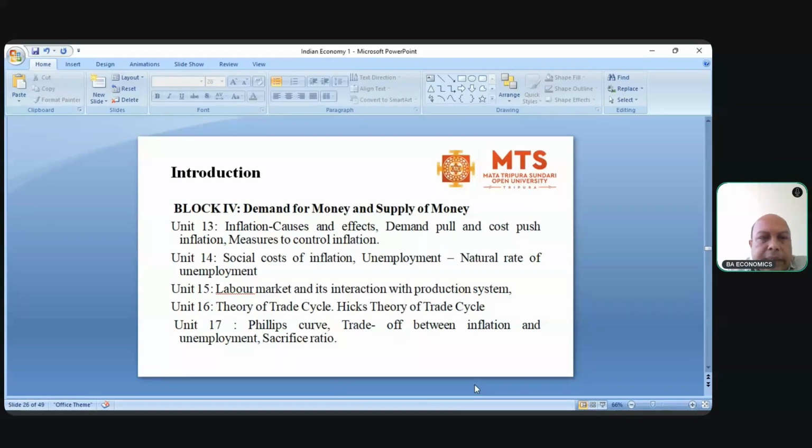Today I will discuss Block 4 of Introductory Macroeconomics. Block 4 is named Demand for Money and Supply of Money. In Block 4, there are five units, and today I will complete all five units.